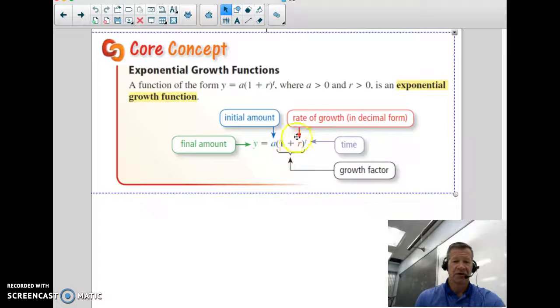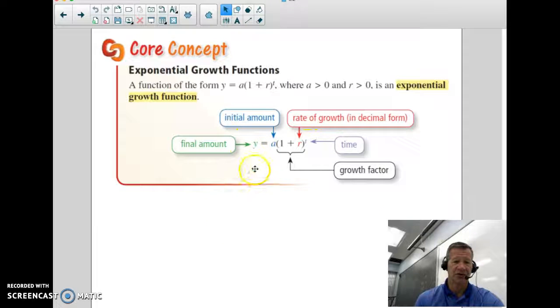So here's what a, r, and y mean. If we start with an initial amount of something, a starting amount, and we have a rate of growth, and that will always be a percent, but we'll have to change it to decimal form, both of those have to be positive in an exponential growth function. T stands for time, how much time has passed. If we know what we start with, how much it grows, and how much time it's been growing for, we can figure out the final amount, or what it has grown to.